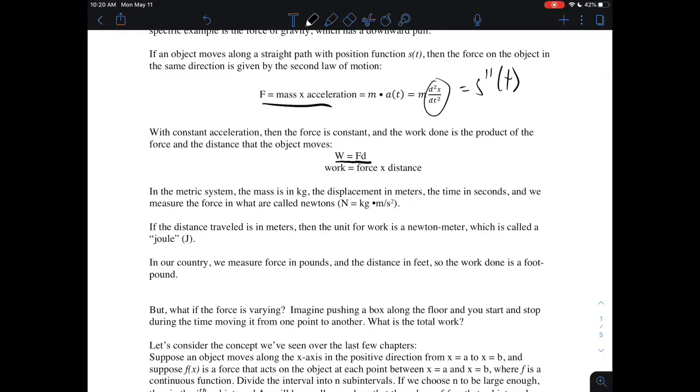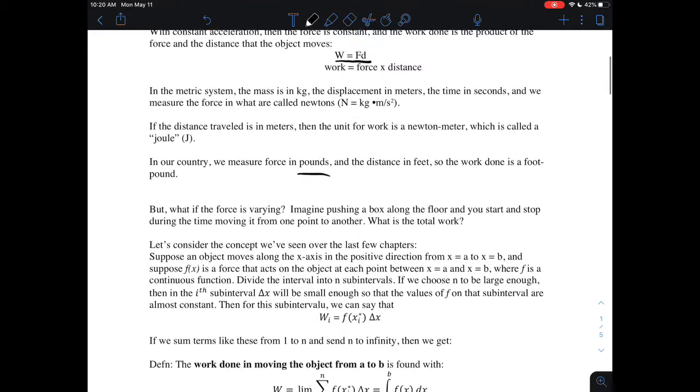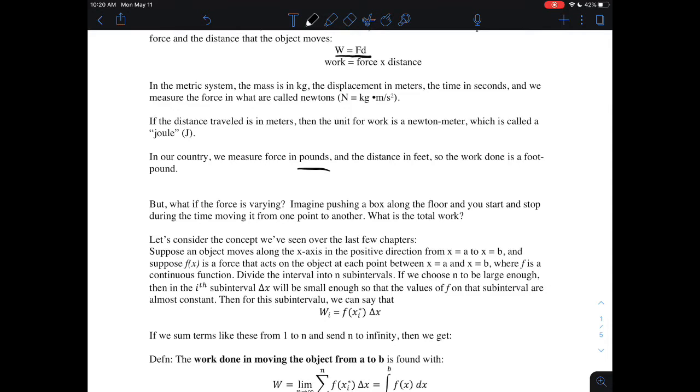In our country, we don't use the metric system, so we measure force in pounds, and distance is measured in feet. So the work done is a foot-pound. So notice here, pounds has that whole idea of mass and acceleration built into it. So that gives you an explanation of what's happening with a constant force and also the measuring units that we'll be using. But the big question for this section is, what if the force is varying?